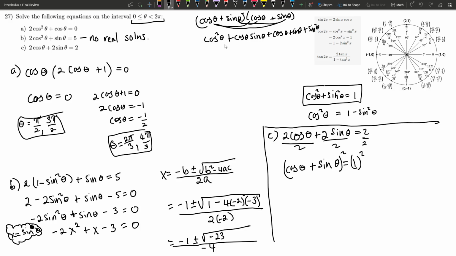So basically, these two terms in the middle are the same, and we could combine them. And we end up with cosine square theta plus 2 cosine theta sine theta, it doesn't matter if you wrote sine theta first and then cosine theta, plus sine square theta is equal to 1. All right, so now let's see what we could do here.